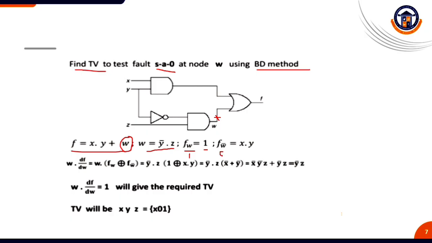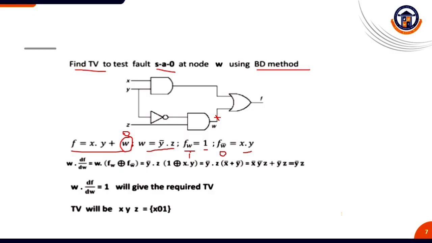Then we can find fw bar. In this we substitute w equal to 0. So what is the expression when we substitute w equal to 0 in our main expression? The final expression is fw bar equal to x dot y. Here we substitute 0, and finally we get fw bar equal to x dot y.